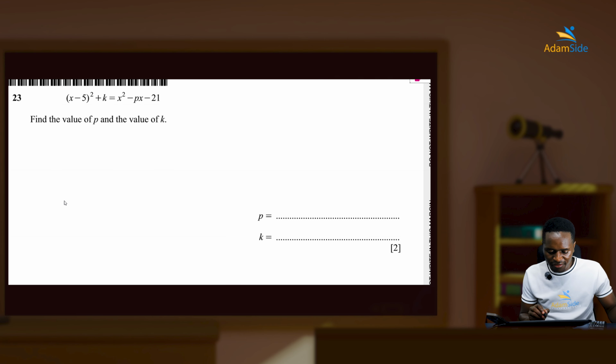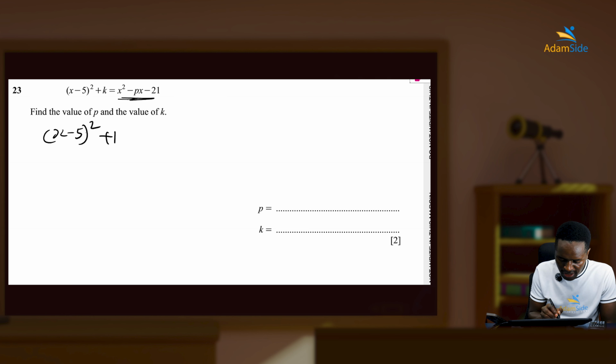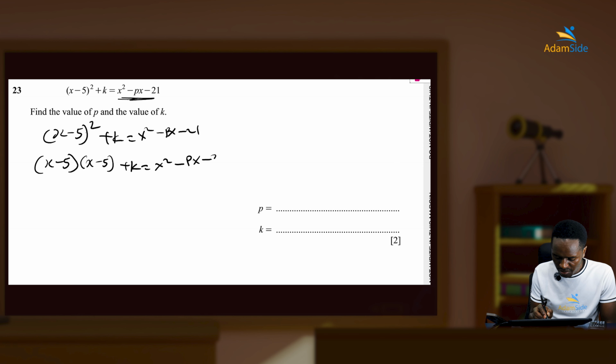Find the value of p and the value of k. We have x minus 5 squared plus k is equal to x squared minus px minus 21. You can do comparison. We can expand. So x minus 5 times x minus 5 plus k is equal to x squared minus px minus 21.